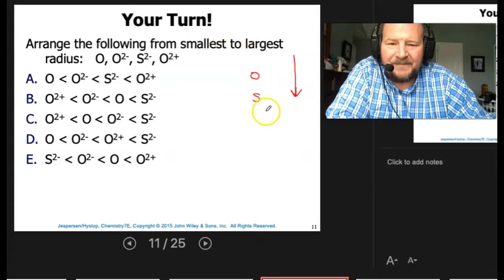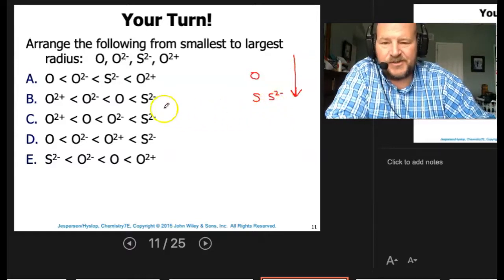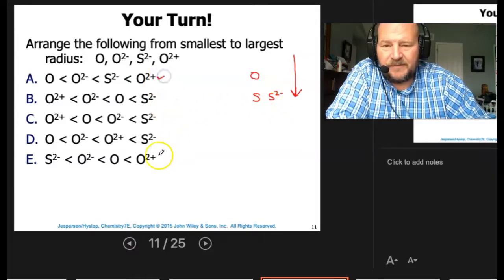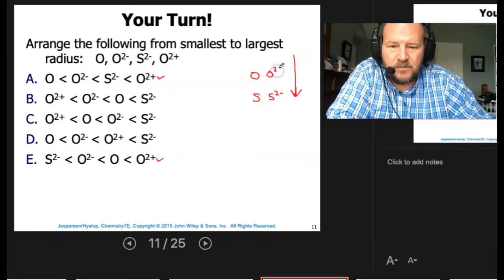Now we know if we make a negative charge, it's going to get larger. And so one of the ones we're going to contend with is sulfur 2 minus. So it's at the bottom and it's got a -2. So we know S 2 minus is going to be the largest. So we can eliminate that one and that one. Then after that, we have O 2 minus, but we also have an O 2 plus. So we have oxygen, O 2 minus, O 2 plus.